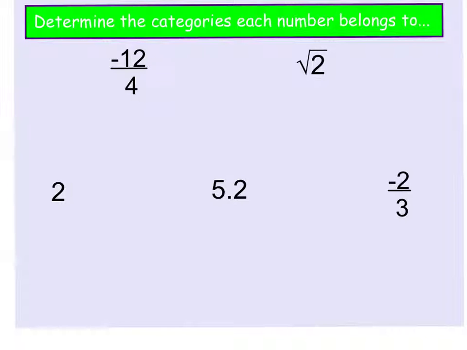So our task right now is to determine what category these numbers belong to. An important thing to remember is always reduce or simplify the number before you judge it. Okay, so this is a fraction. I do know a fraction is a rational number, so this is rational. And now if I divide it and I do negative 12 divided by 4, I get negative 3. So that would be an integer also.